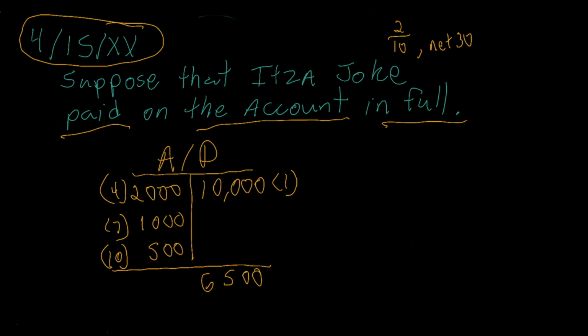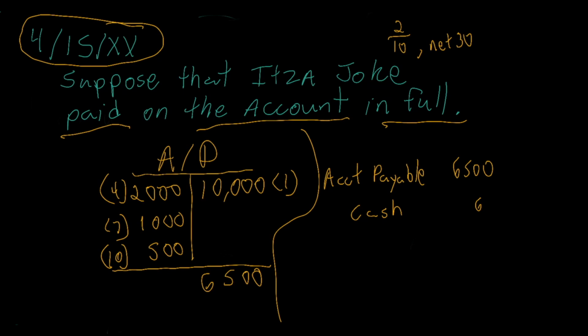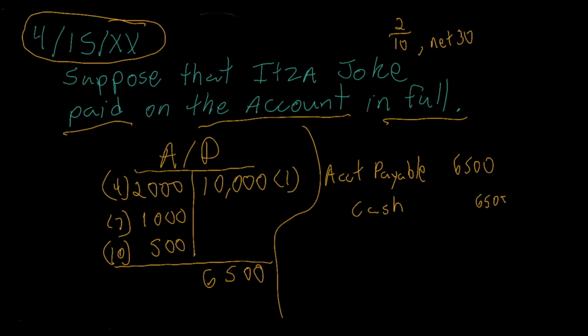And so we're going to normally record this transaction like a payment on our account. So we're going to debit accounts payable for the $6,500, and we're going to credit cash for the $6,500 as well. So that wraps up how to properly address purchasing inventory under the perpetual system. Hopefully you guys were able to connect the dots with the help of this video.